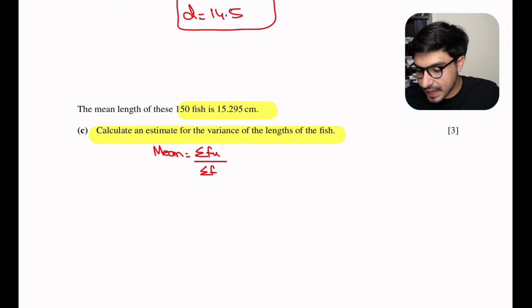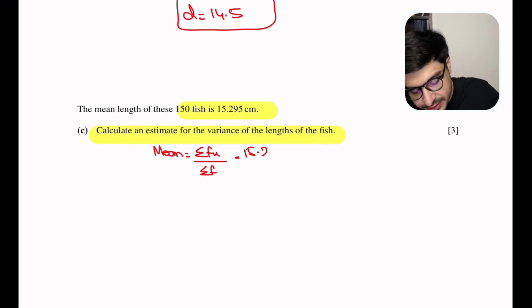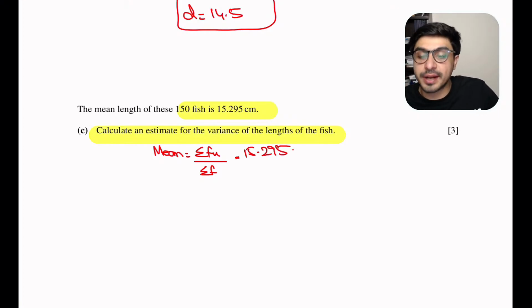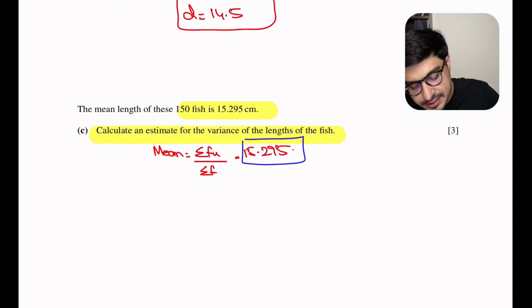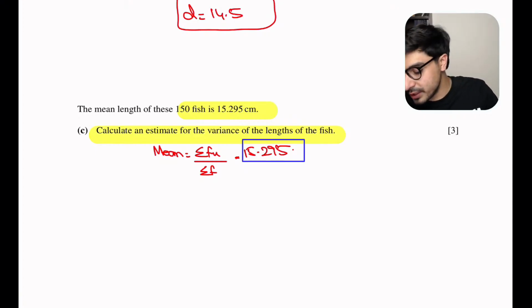They're saying that we need to calculate what? We don't have to work out the mean anymore. Mean is given to us as 15.295. But what they are asking is that we need to figure out the variance.